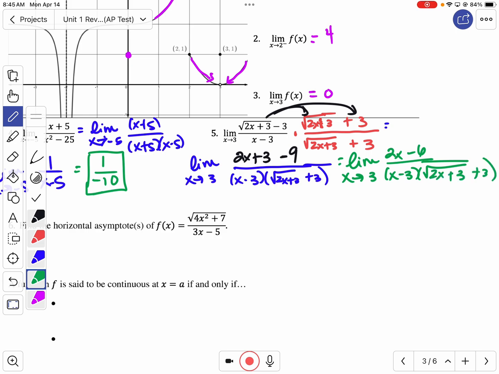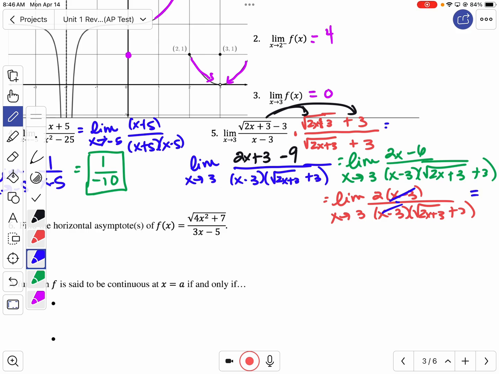Okay? Now that doesn't look like I helped myself very much. Anything we could do to make it where it would help me? Yeah, factor out a 2 in the numerator. All right, so that gives me the limit as x approaches 3 of 2 times x minus 3. Then we've got an x minus 3 in that nasty square root part. Okay, and we're going to lose that x minus 3, because that's what was creating our 0 anyway.